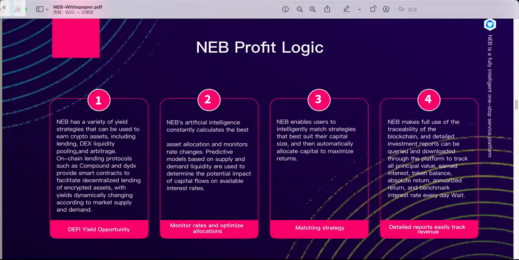And also because the DeFi NEB works with smart contracts, all of the records can be checked on the blockchain. Just provide the address, and you guys can know the whole process on the blockchain. So that's why, for the first one of the profit logic, people can easily track the revenue. So it's very important for you guys to know this logic. It's very transparent for our investors to check the whole process.